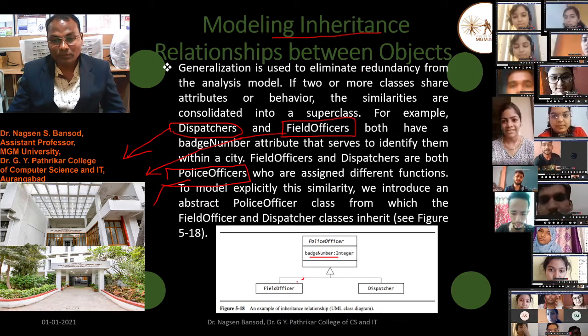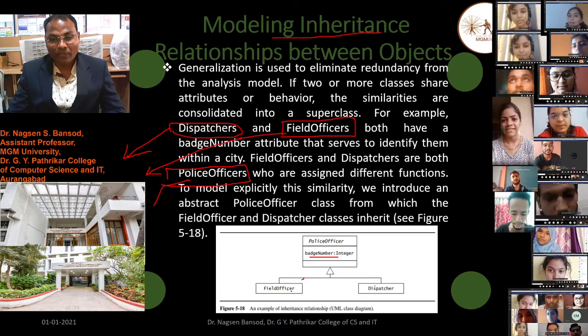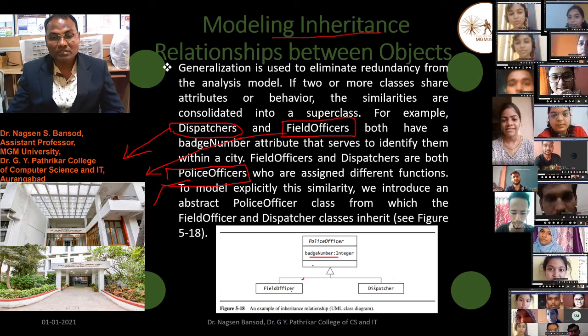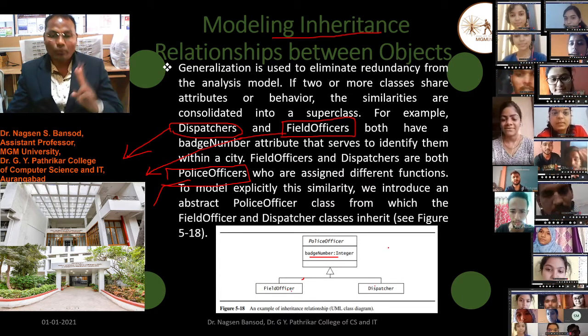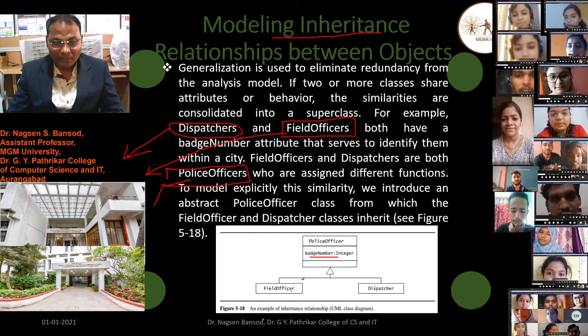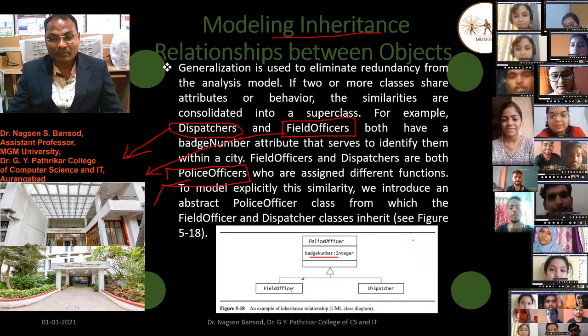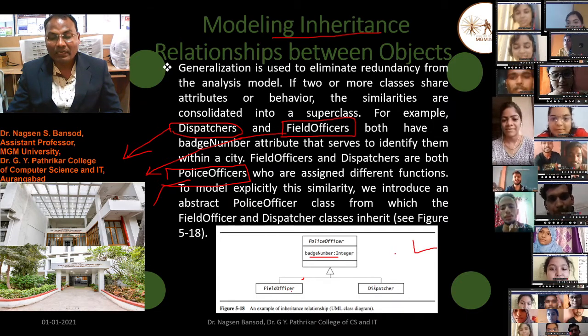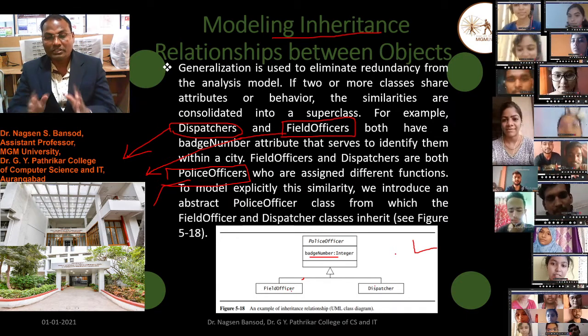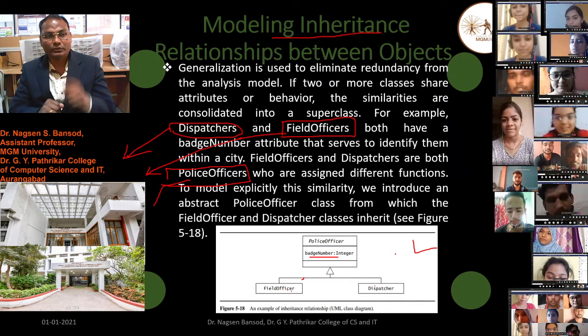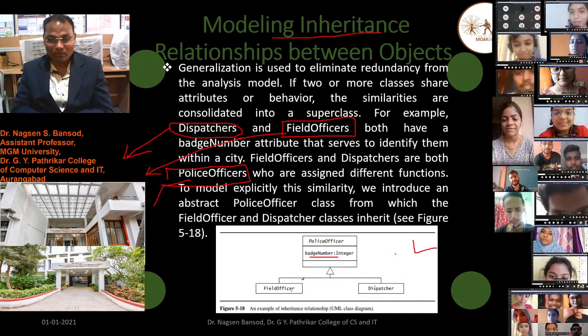There are two objects, and in these two objects, what is the relation? Both are police officers. This is an example of an inheritance relationship in a UML class diagram. This is the example of a class diagram. We have to draw such class diagrams in practice using Argo UML or Star UML.